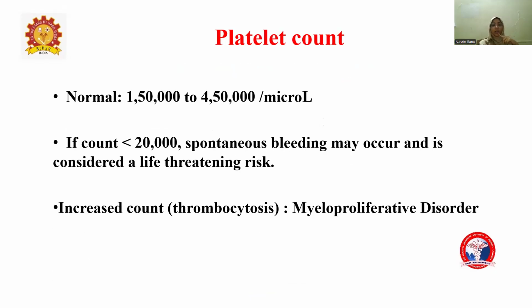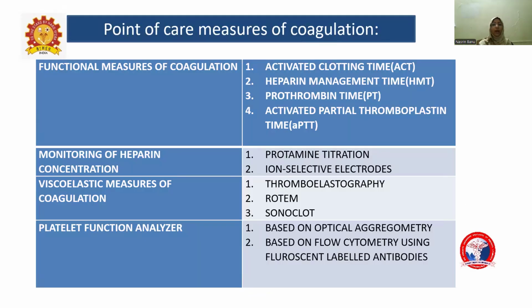Platelet count. What is the normal platelet count? Between 1.5 to 4.5 lakhs. If the count is less than 20,000, there is a chance of spontaneous bleeding, and it is considered a life-threatening risk. Increased count is known as thrombocytosis, which is seen in myeloproliferative disorders.